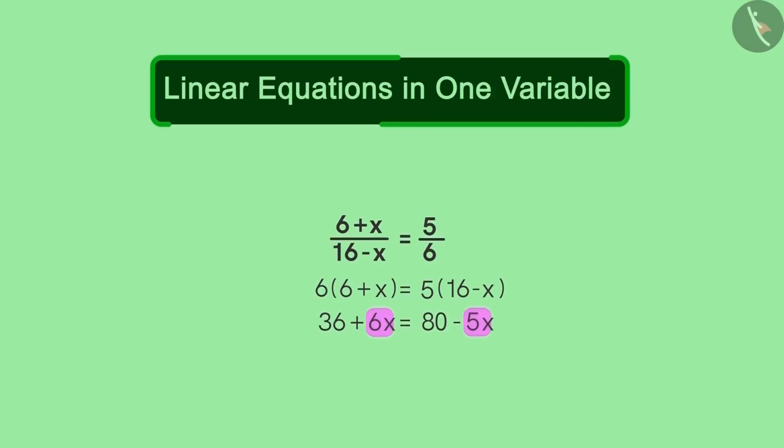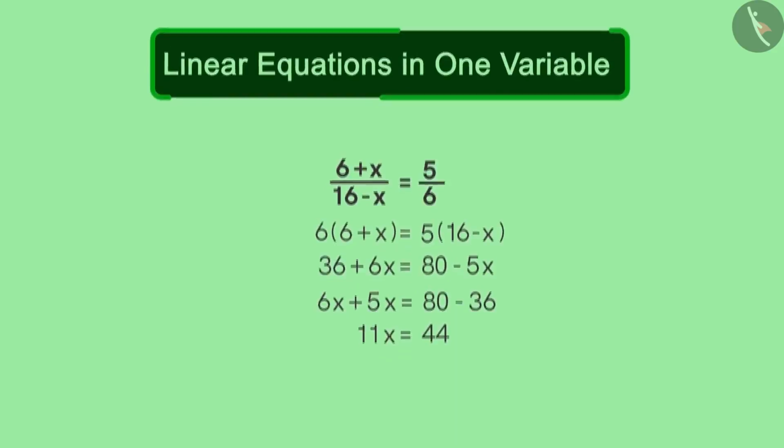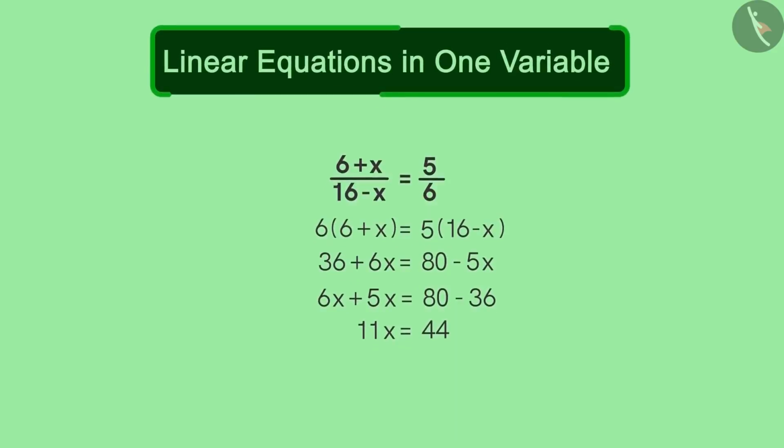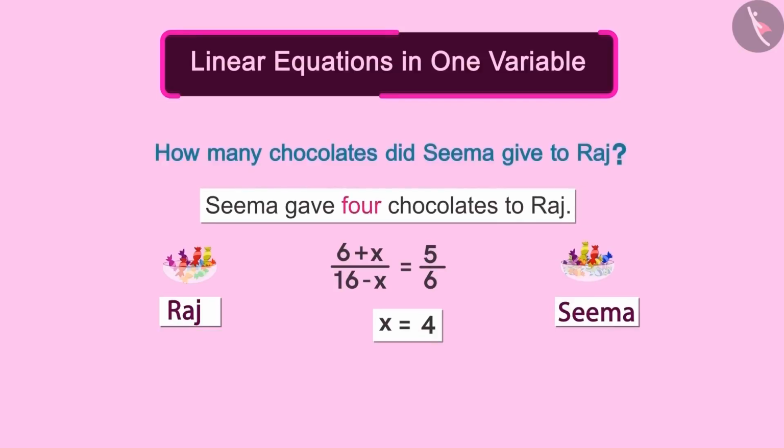Now, all the terms with variable x are moved to the left-hand side and all the constants are moved to the right-hand side of the equation. Now, after adding the like terms and subtracting these two terms, we get this equation. Now to get rid of 11, we have to divide the equation by 11 on both sides. In this way, we find the value of x as 4. So, we can say that Seema gave 4 chocolates to Raj.